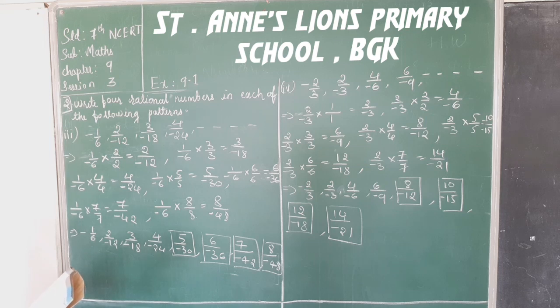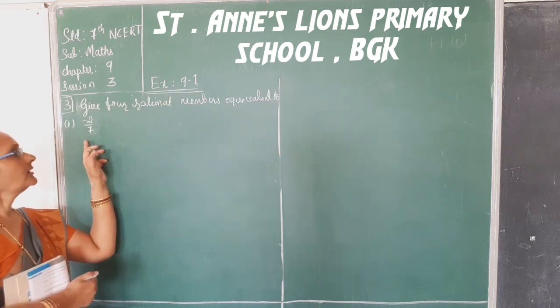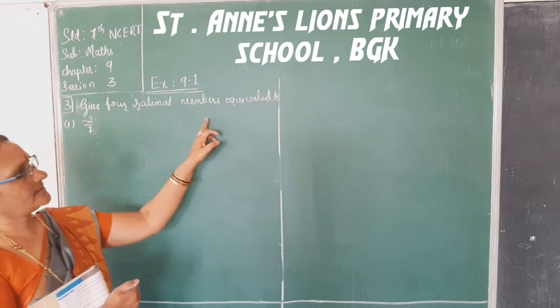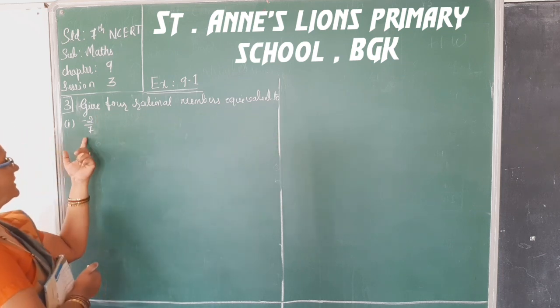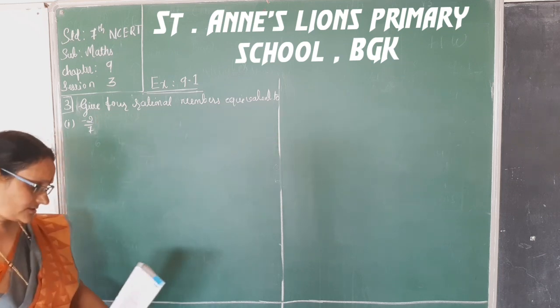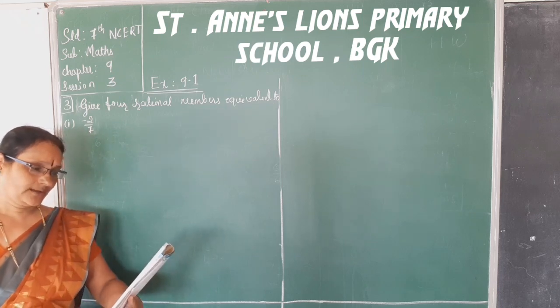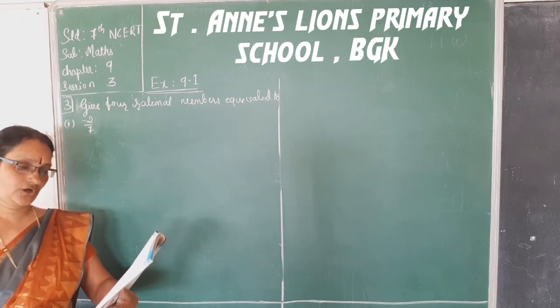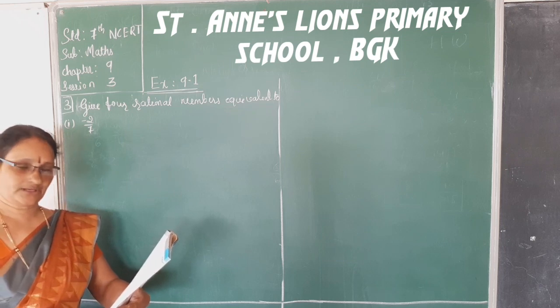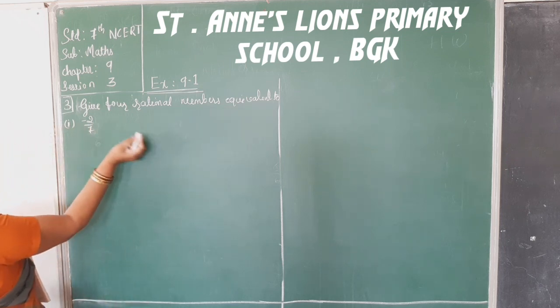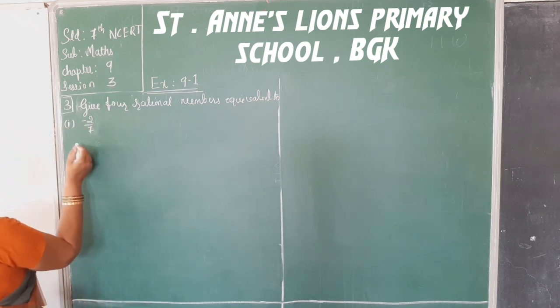So the next main: Give 4 rational numbers equivalent to, just one I will do, the remaining you have to do. Give 4 rational numbers equivalent to minus 2 by 7. See here, in the third and fourth main, I am going to do just one. You have to continue for the remaining. First one, minus 2 by 7. We have to write 4 equivalent rational numbers.